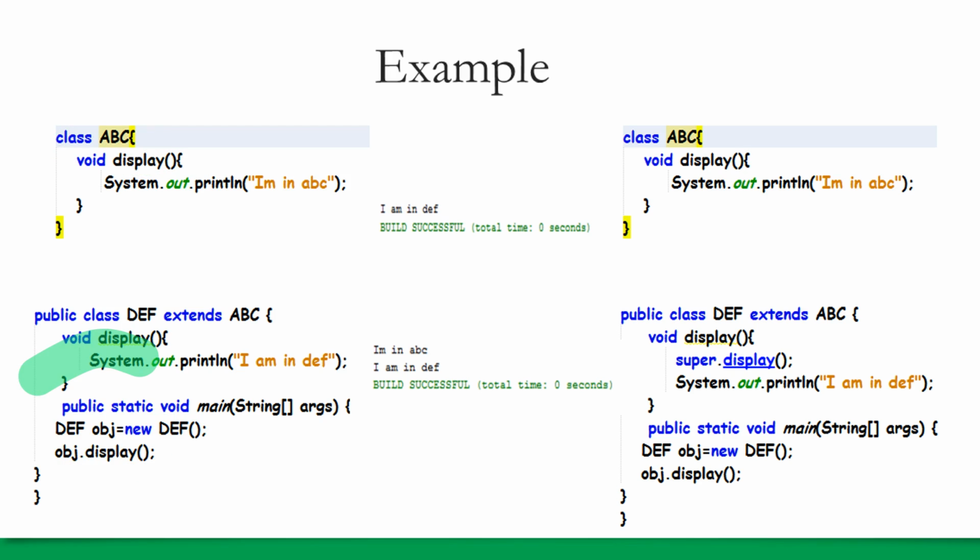This reference is pointing to the object of DEF, and inside this DEF we have all the states and behaviors of ABC also. Then which display function needs to be called? The answer is the display function of the DEF class will be called. Now why? Let me tell you with the help of an example.